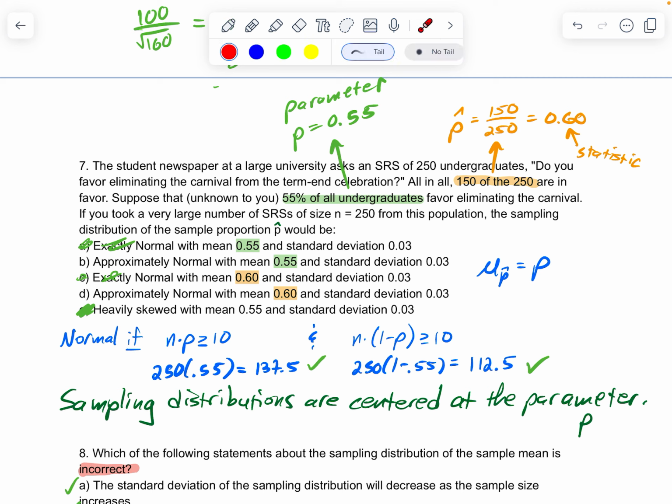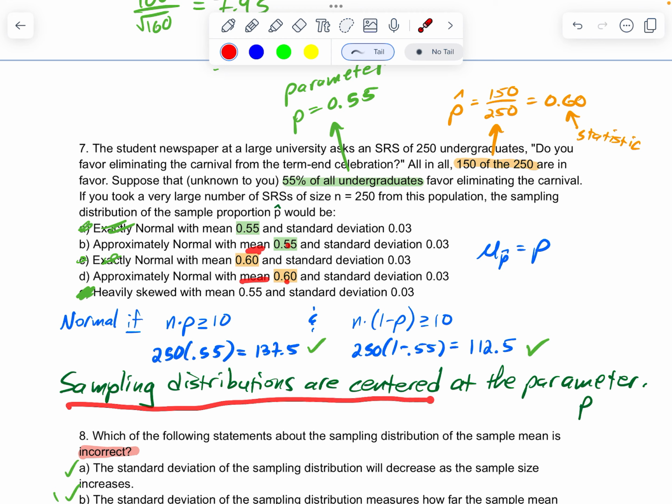So does it have a mean or a center of 55 or a center of 60? Sampling distributions are always centered at the parameter of 55, not at 60. So the answer is B.